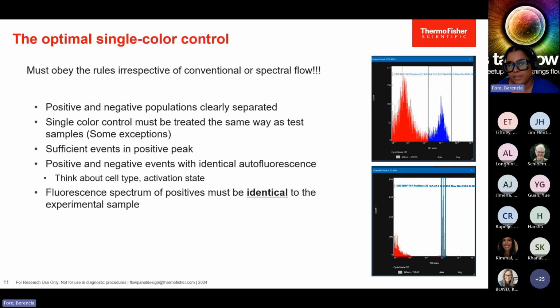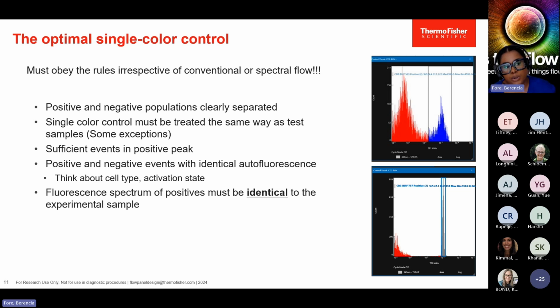And a perfect example of this is fixation. There are some exceptions to this. If you're using beads as your reference control, we do recommend to fix the beads, but some compensation beads will not allow fixation or are not compatible with fixation. So that's why I recommend the UltraComp beads, because you are able to actually apply that buffer to them. It's because fixation does affect the fluorophore signatures.